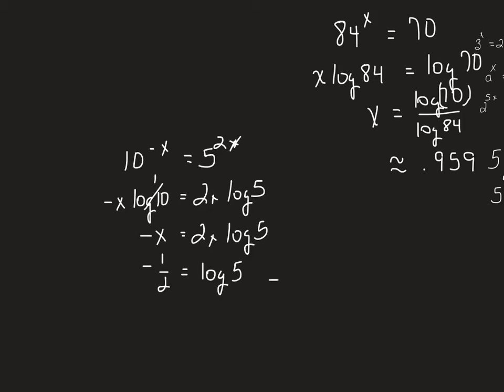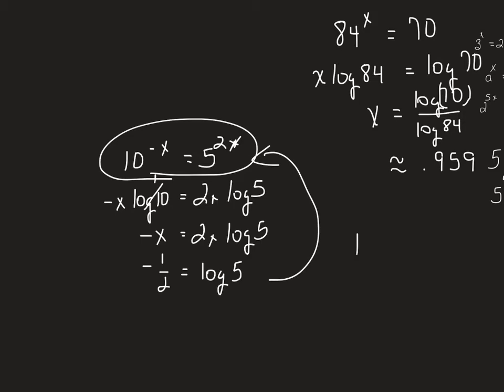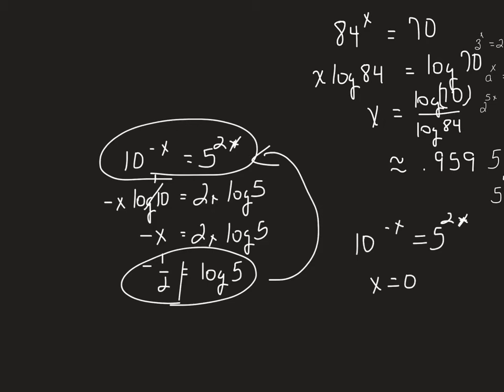Let's go back and look at our original problem. 10 to the negative x equals 5 to the 2x. Well, the only way that this can be a true statement is if x equals 0. Because 10 to the 0 is 1, and 5 to the 0 is 1. So in this case, notice this is not a true statement, not true. But if we go back and reconsider, if x is 0, then we do have a true statement.